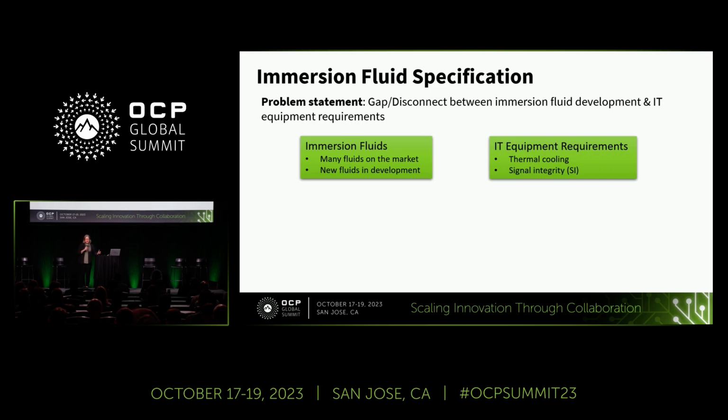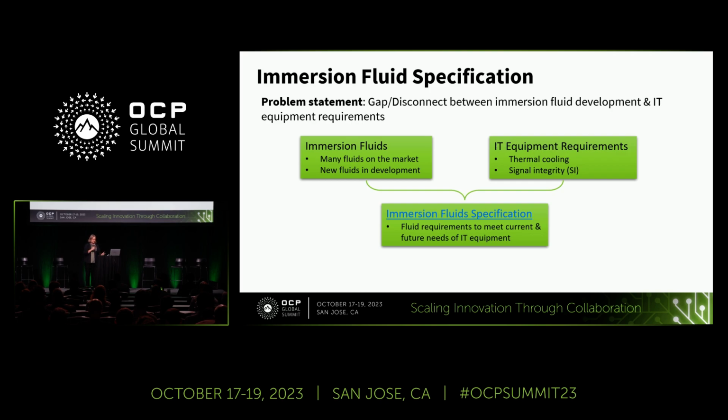So what we were doing at Intel was looking at it from the perspective of what the IT requirement needs from the immersion fluid. One of the criteria of the immersion fluid is to make sure you can get the properties out of it to support your IT equipment. The main parameters impacted by immersing a system are the thermal cooling capability as well as the signal integrity. That's why we put together the immersion fluid specification, to provide requirements around what the IT equipment needs currently and also in the future for successful installations.